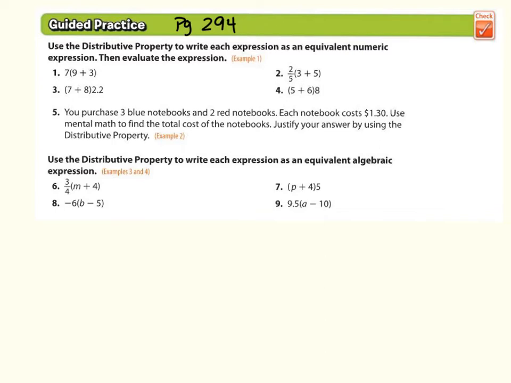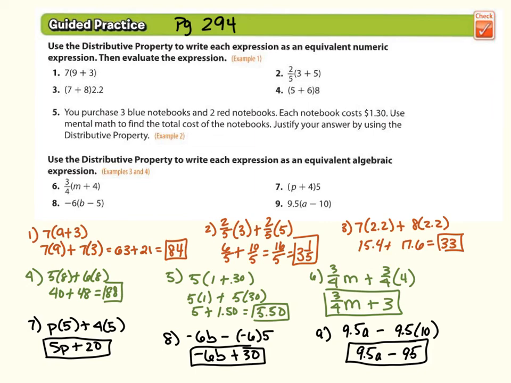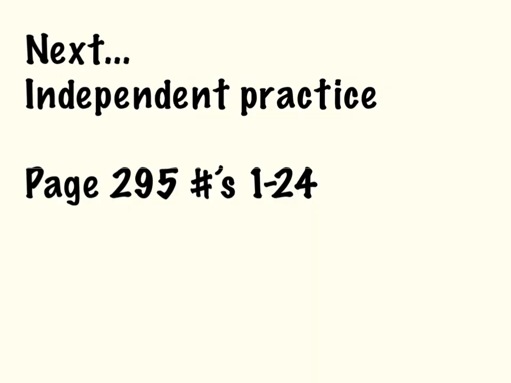All right, let's do guided practice at the bottom of page 294. On a sheet of paper do 1 through 9, and when you're ready for your answers, resume play. Okay, all of my work is down below. Check your answers, correct any mistakes that you might have, and move on. Next thing you have to do is independent practice, page 295, numbers 1 through 24.